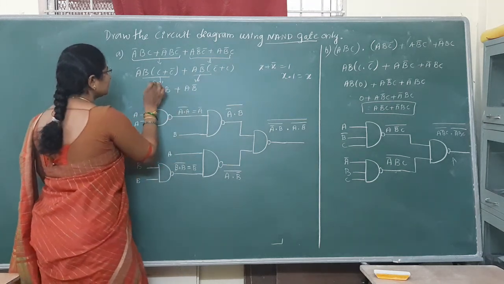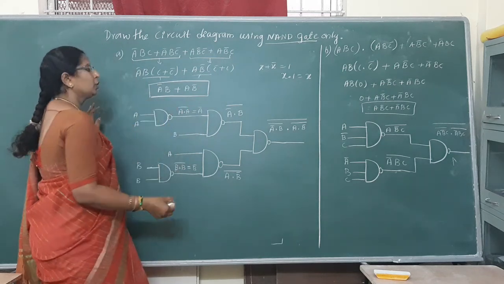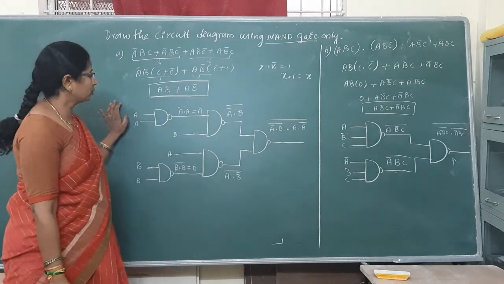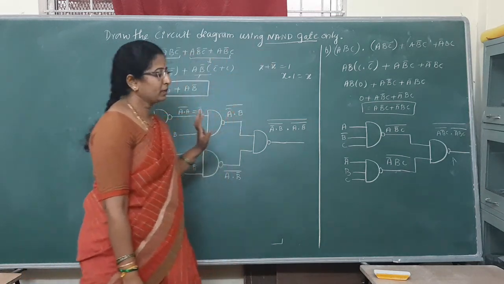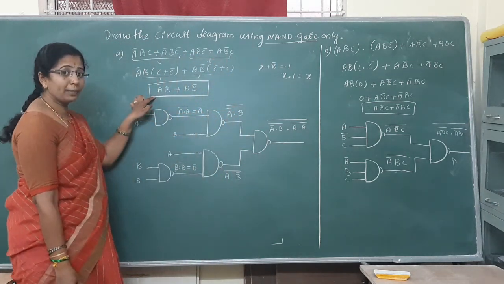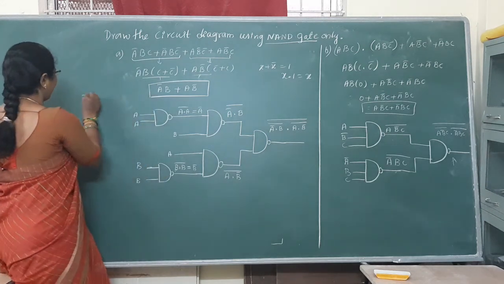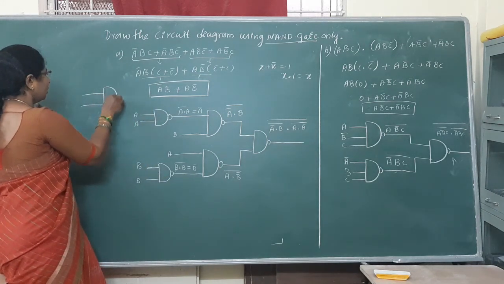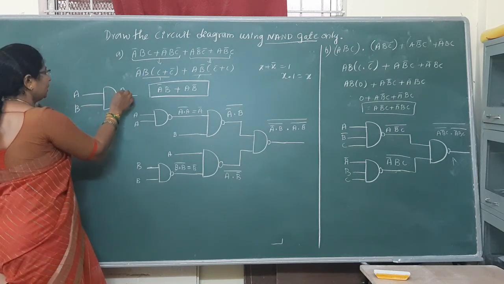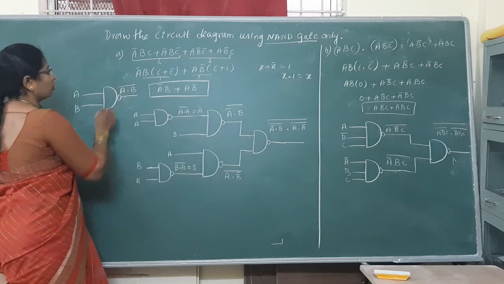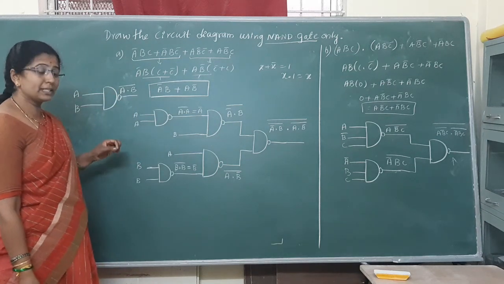For the final simplified expression, we need to write the circuit diagram using only NAND gate, not with basic gates. We are using the universal gate. How to write the NAND gate? This is your NAND gate: A into B whole complement.